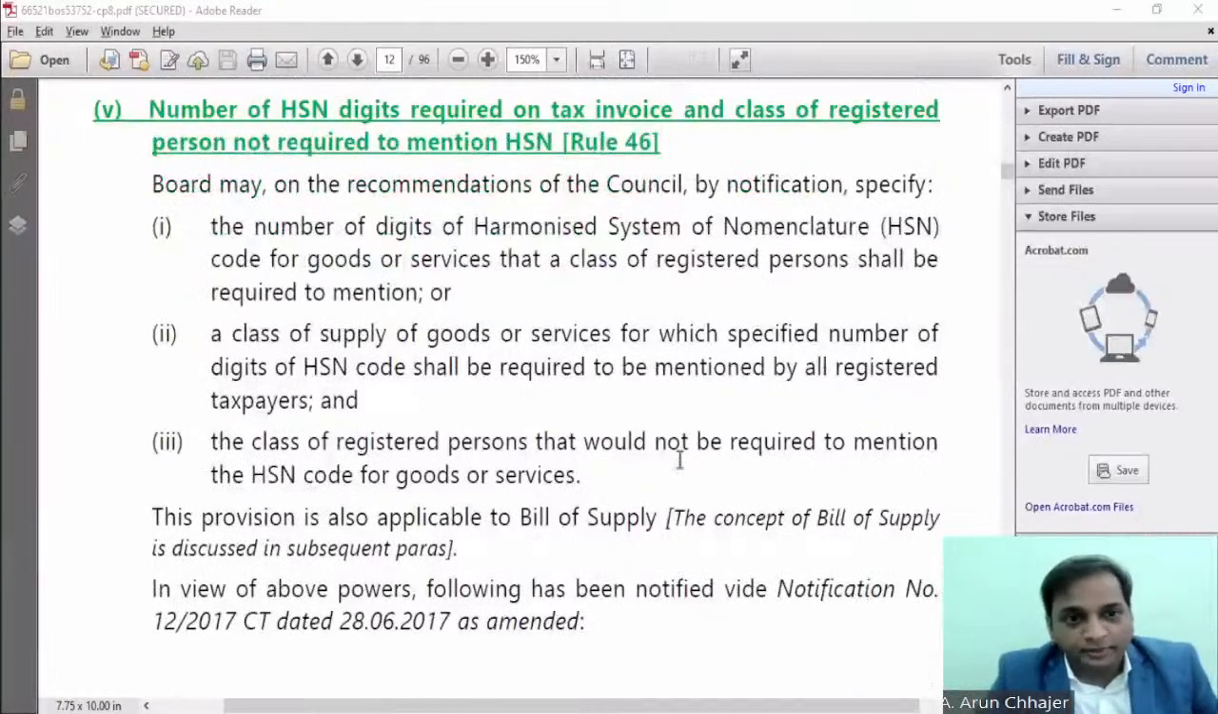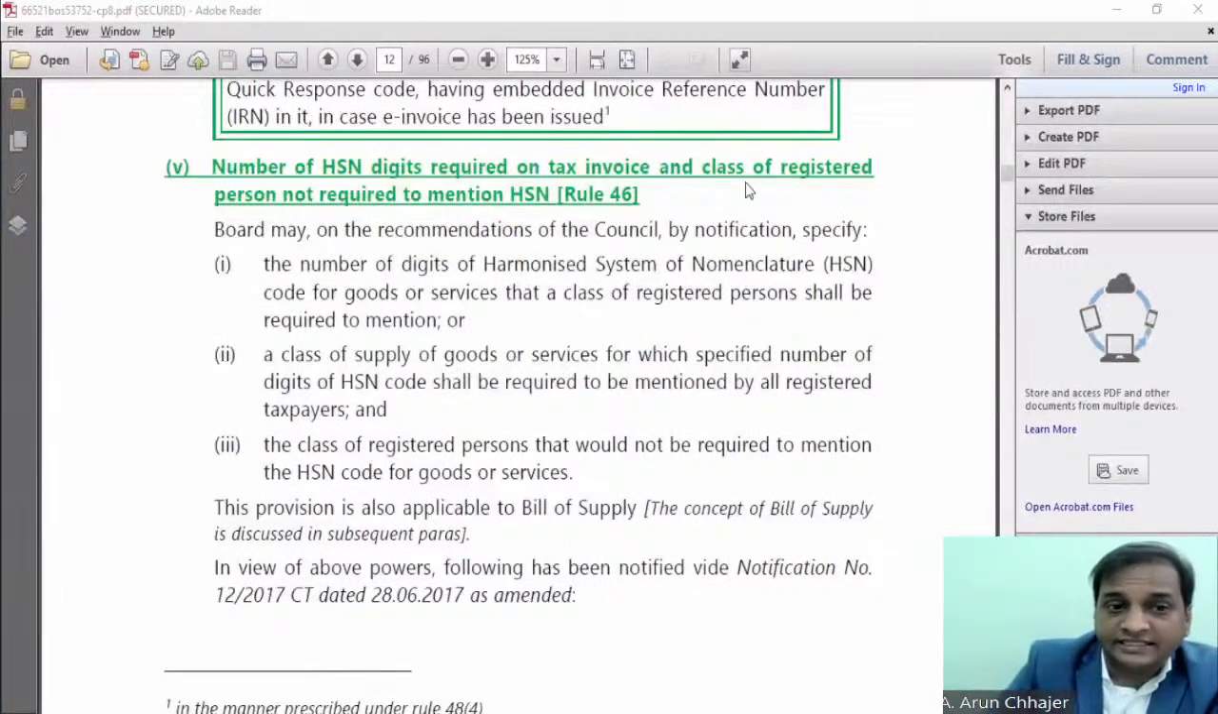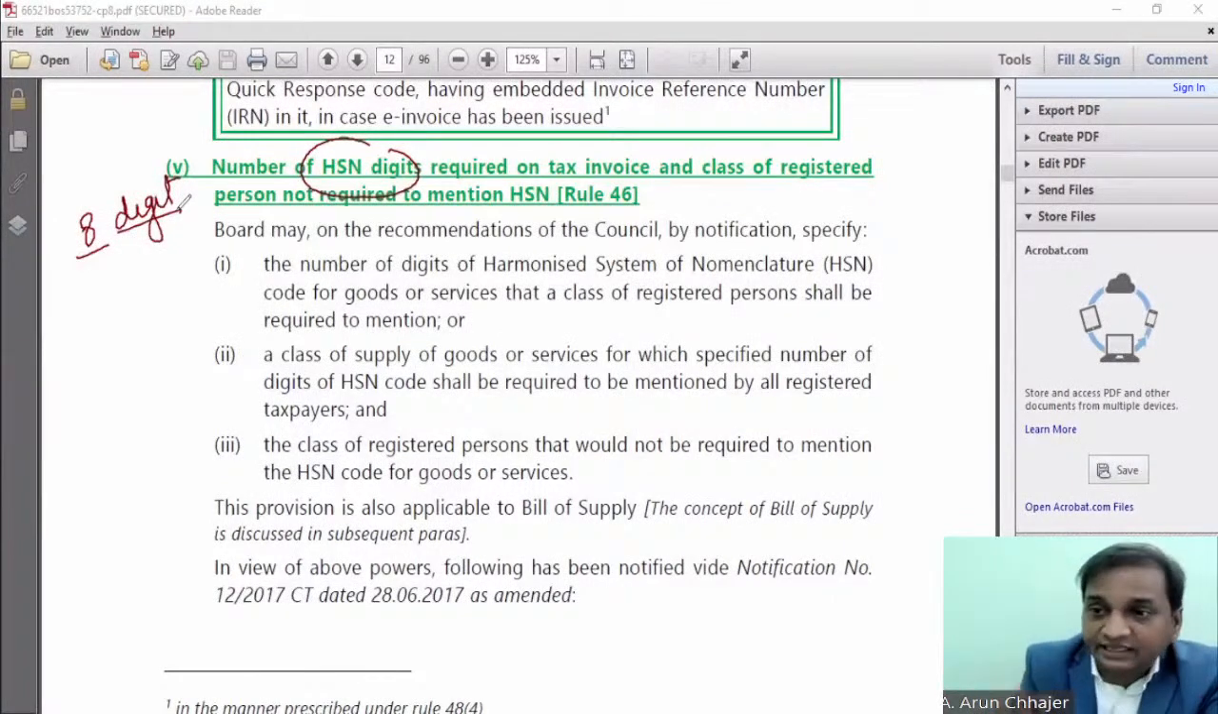Now the question may be asked: how many digits do we need to mention on the tax invoice for the HSN code? I'm again talking about HSN code. HSN means Harmonized System of Nomenclature. In total it is 8 digits. So in every case, do we need to mention the 8 digits?